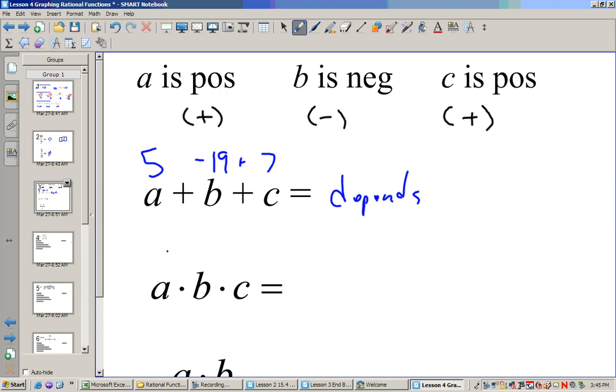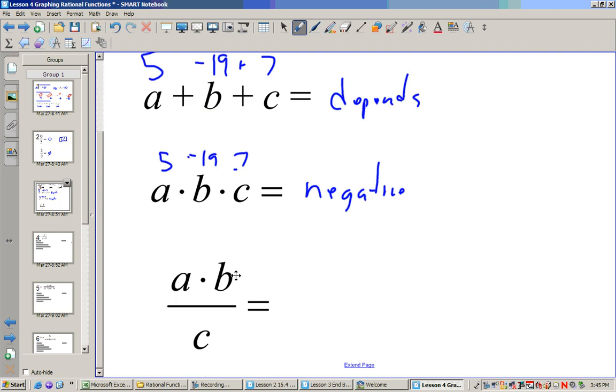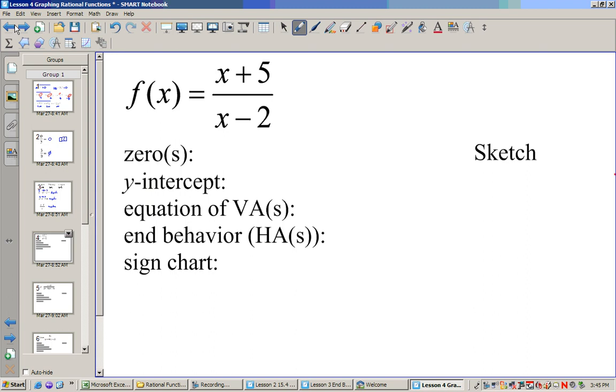All right, now if this is 5, -1, and 7, this will have to be a negative answer. Even if I put -19 in here, it'll still be a negative answer, because a positive times a negative times a positive will always be a negative. Same with a positive times a negative divided by a positive, that will still be a negative answer. So it's nice when things are written as a product of factors, so that we can see whether things are going to be positive or negative.